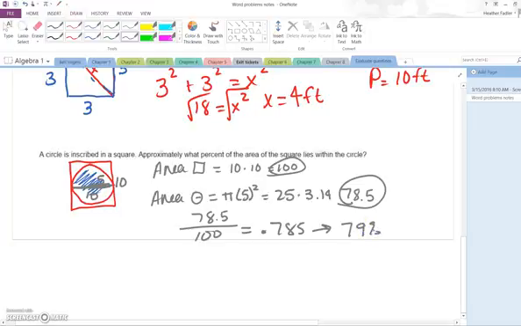And it doesn't matter which value you pick for the radius. You could have picked 10 and you're still going to get 79%. You could have picked 25 and you'd still get 79%. Okay, so hopefully that helps you.